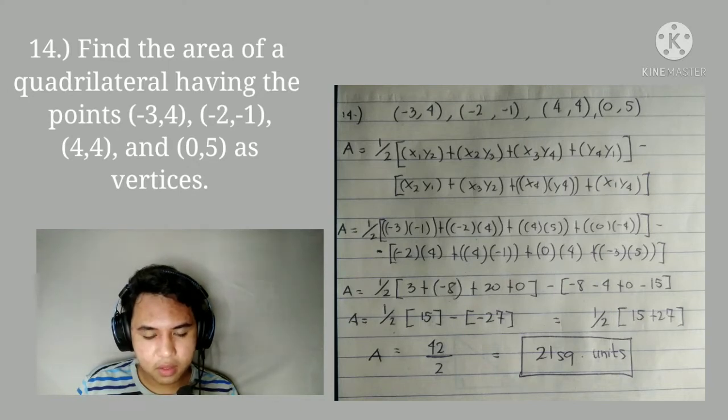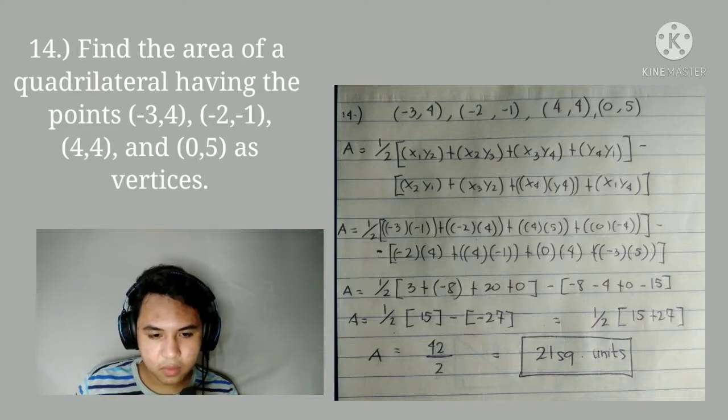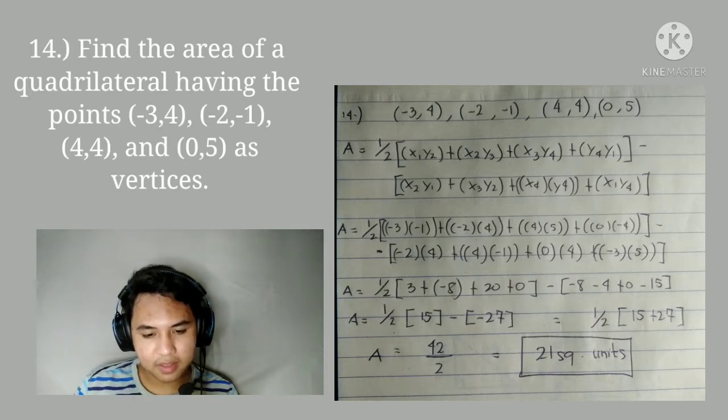If we plug all the givens into our calculator, we will get 21 square units. As you can see in my solution, we just put the given values in their respective places. So that's it for number 14. Our answer is 21 square units.